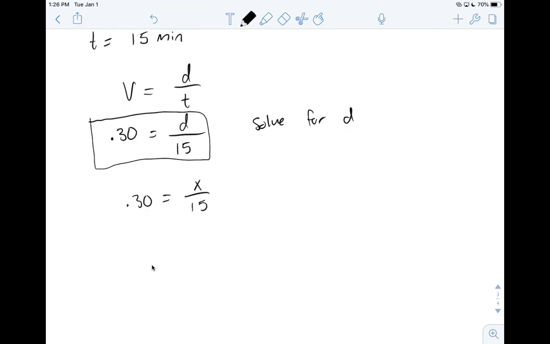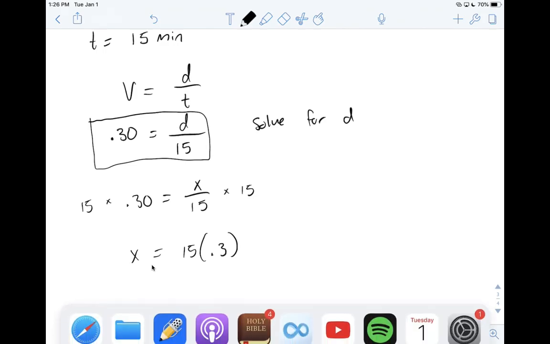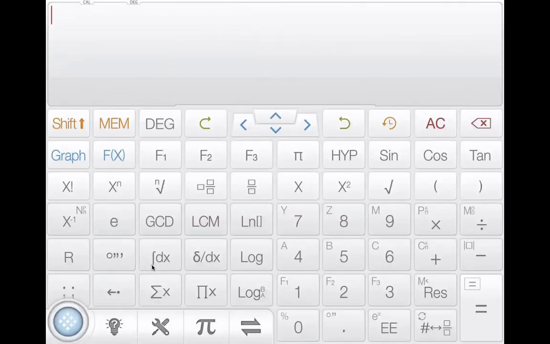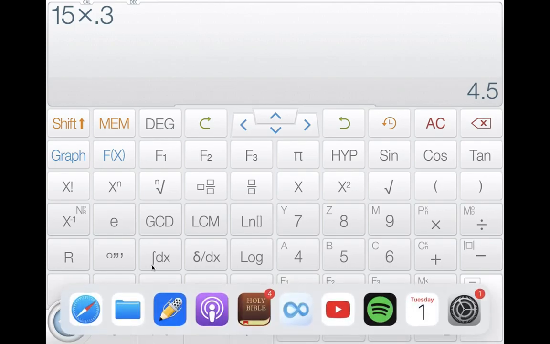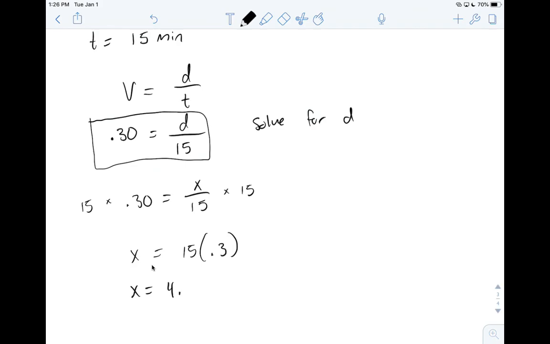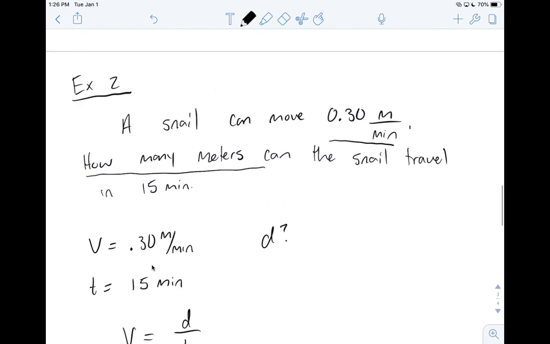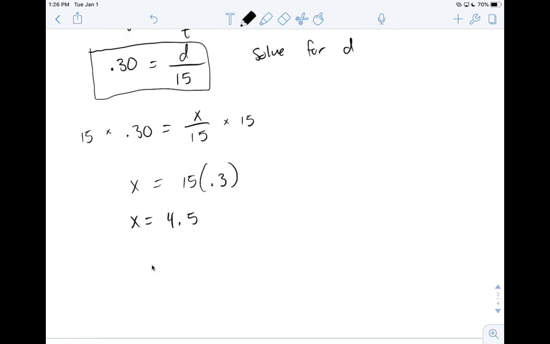So if we do that, I'm going to get x all by itself, so multiply both sides by 15. So you have x equals 15 times 0.3. 15 times 0.3 is 4.5. 4.5 what? Well, we're solving for distance, so distance is measured in meters in this case. So 4.5 m, and this is our final answer.